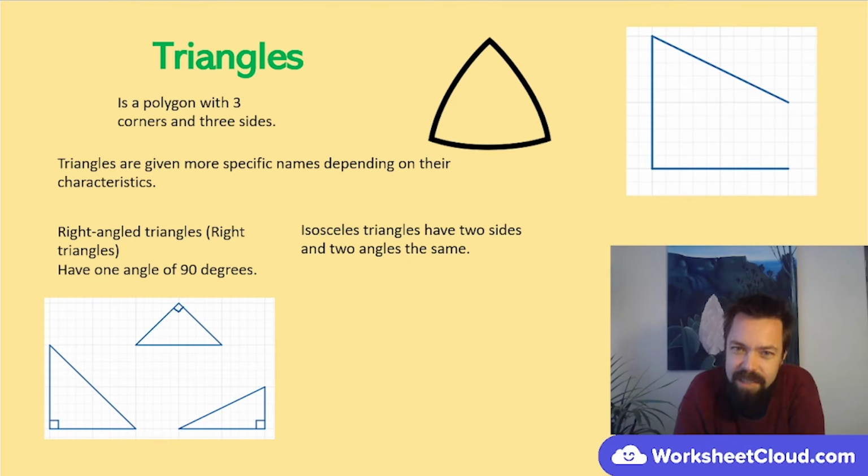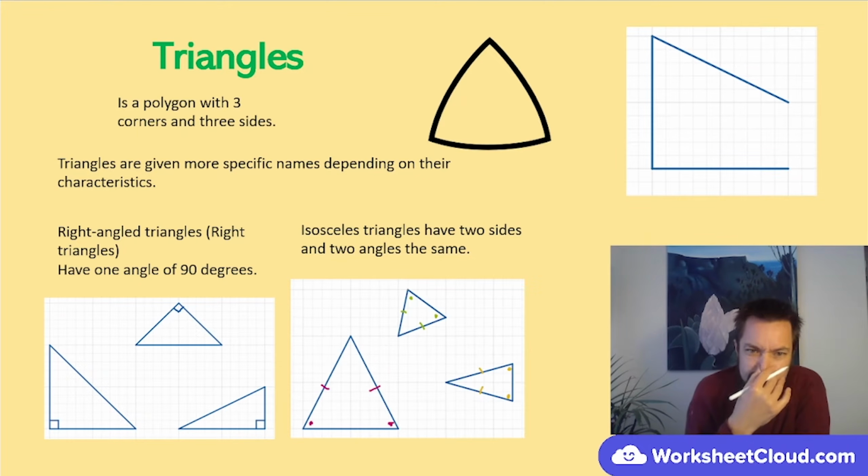But an isosceles triangle has two straight sides, it has two sides that are the same and two angles that are the same. All right, so you can see down here are three examples of isosceles triangles. So in this triangle, these two sides are the same length, and these two angles are the same. All right, so I'm assuming you have a knowledge of what angles are, which you should.